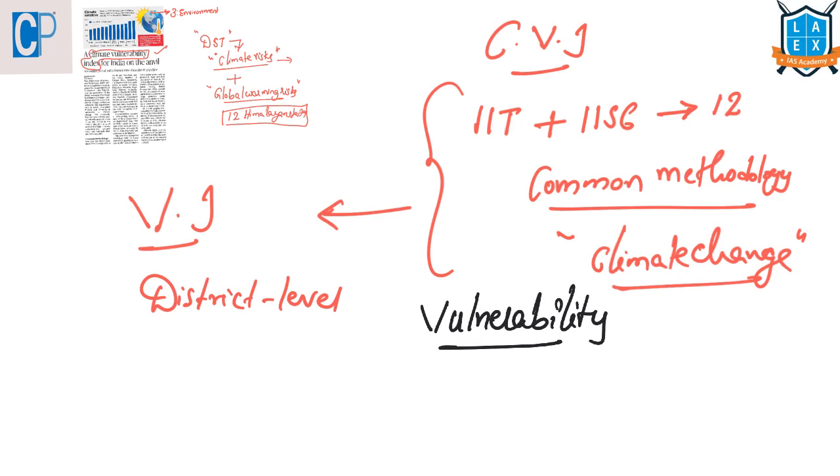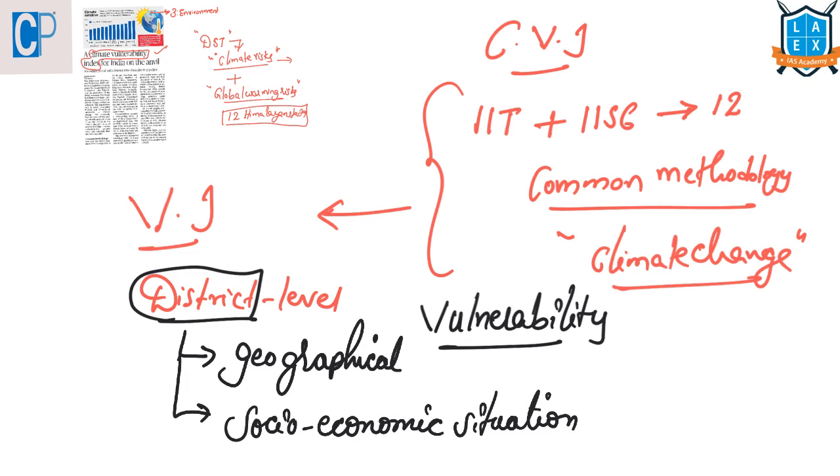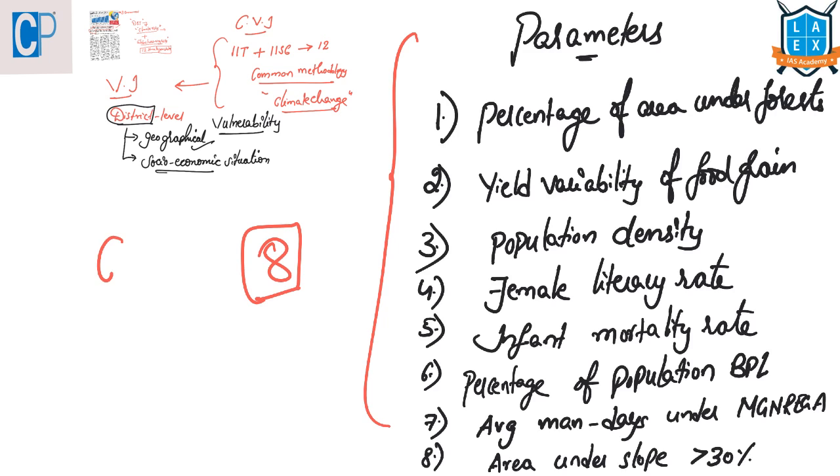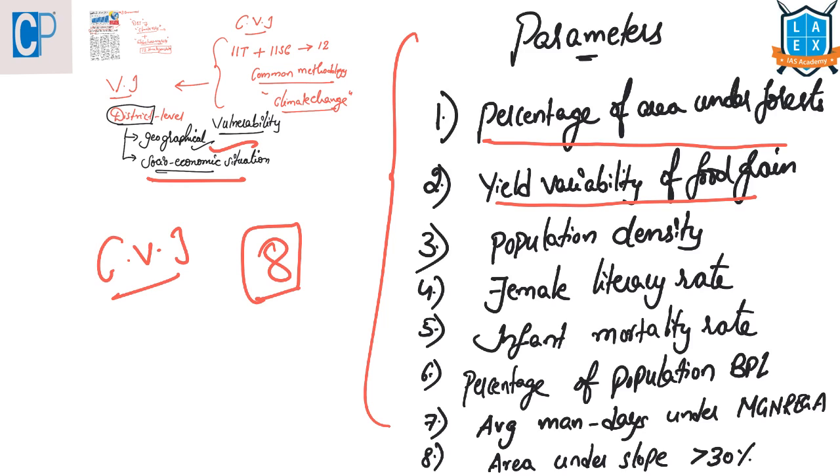This vulnerability is a measure of the risks a district will face due to its geographical as well as socio-economic situations. These are the 8 key parameters based on which the climate vulnerability index is measured. The index is measured based on geographical as well as socio-economic situations. The geographical factors are the percentage of area under forest, the yield variability of food grain, and the population density.